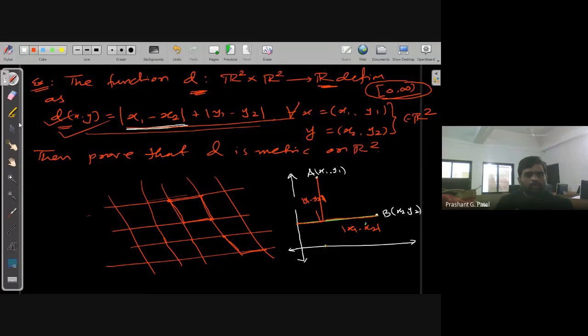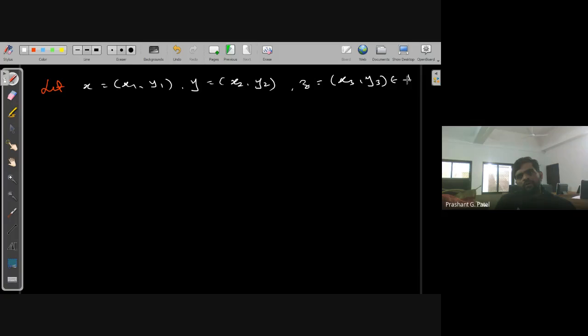So in that manner, this distance is defined. Now let us try to prove it in general. To prove this is a distance, I need to take 3 points in R2. So let us take x as (x1, y1), y as (x2, y2), and z as (x3, y3). They all belong to R2.